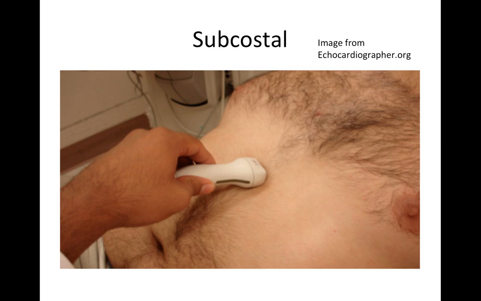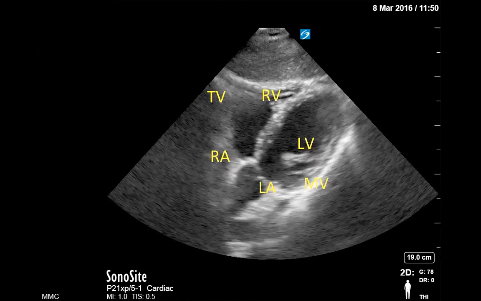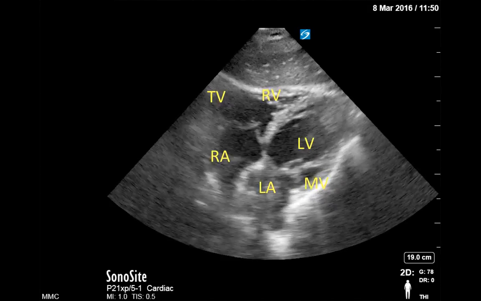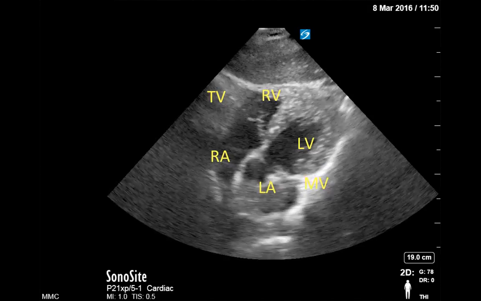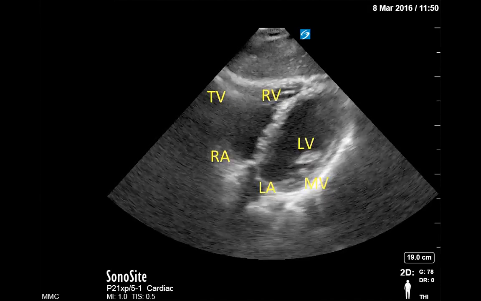The subcostal image of the heart is performed by placing the probe under the xiphoid process. The probe marker in cardiac mode is to the patient's left side, and in basic mode it is towards the patient's right side. Again, it doesn't matter where the probe marker is pointed towards as long as you can obtain this view. This is the subcostal view.